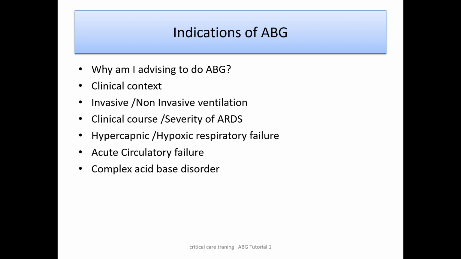Then acute circulatory failure, as I told, the VA PCO2 gap of more than 6 will give an idea. And at certain times there are mixed disorders and complex acid-base disorder conditions in which you will like to do the arterial blood gas. But remember, it is an invasive process, so you should have a clear indication in mind. With the advent of pulse oximeter and end-tidal CO2, the use of ABG should be definitely justified.